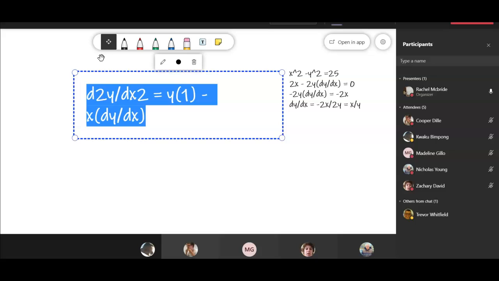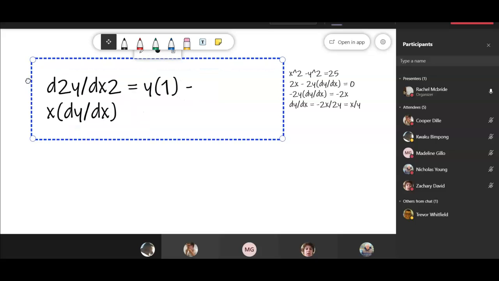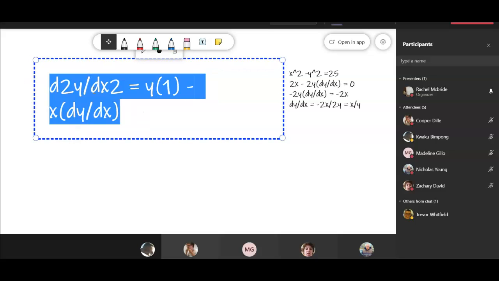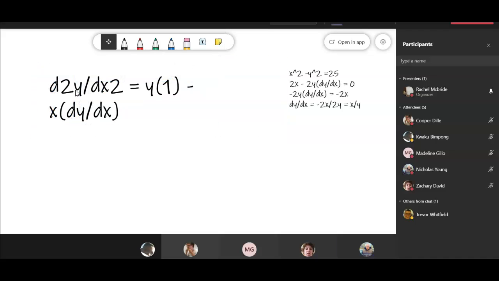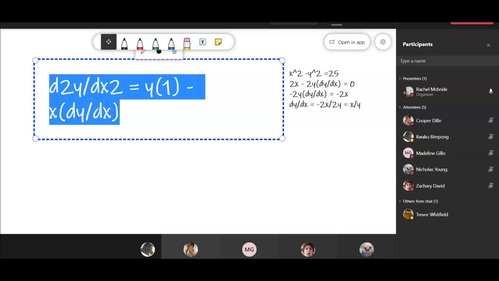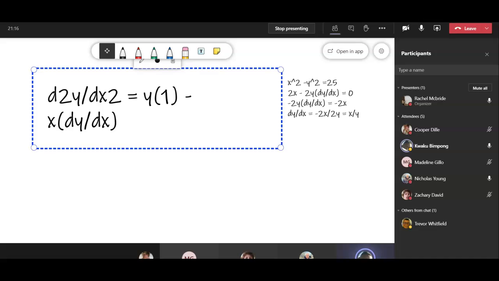I don't know how to make my font smaller on Microsoft Whiteboard. I don't know if anyone else can, but I cannot see the screen. Good. All right, let me. Can you see me typing on the whiteboard? So can you see what I'm typing on the whiteboard?